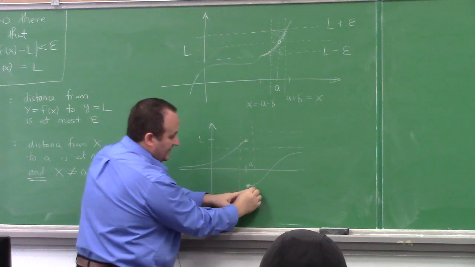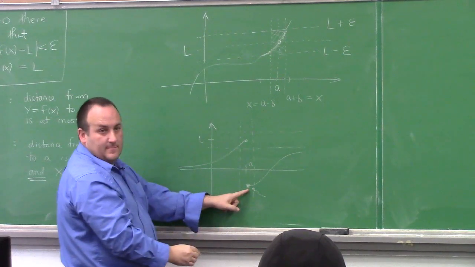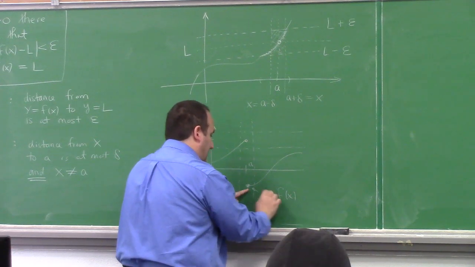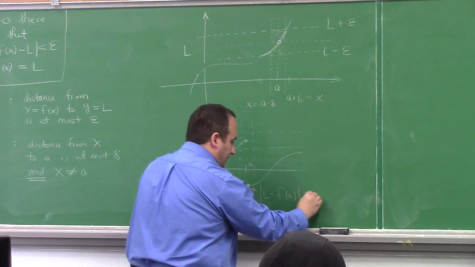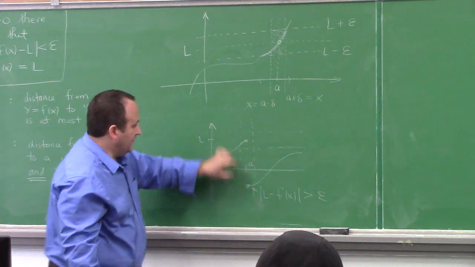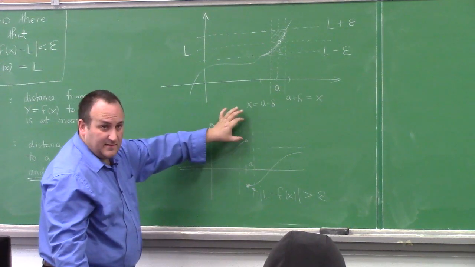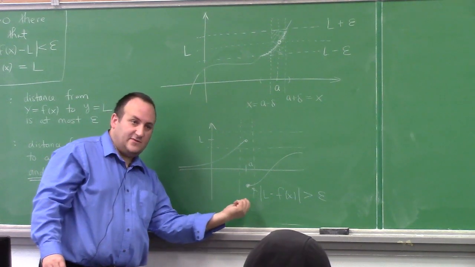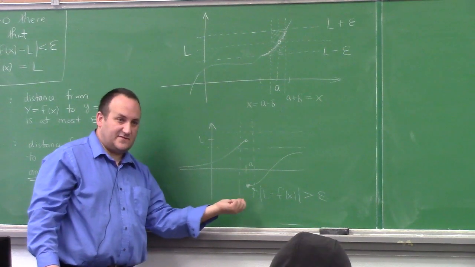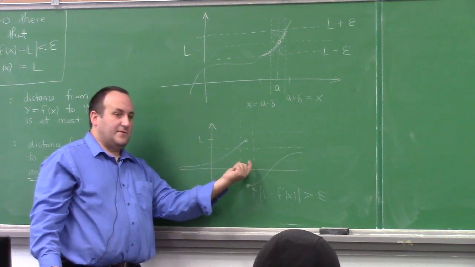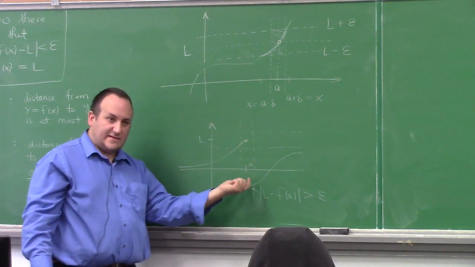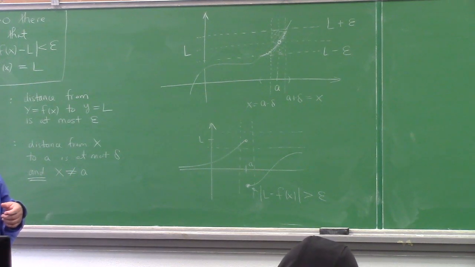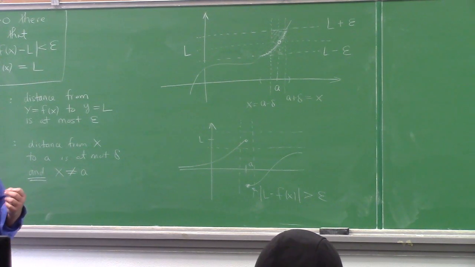You're picking up these down here, and these have L minus f of x greater than epsilon. They're further, they're outside the band. And it doesn't matter how much you shrink the delta, you can't fix it. There's no small enough delta to fix it. So this would be an example of a function where the limit does not exist at a. Does that make sense? I hope.